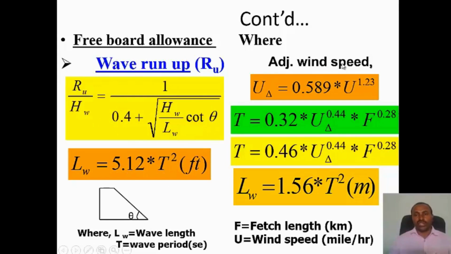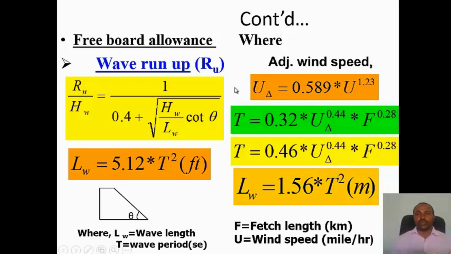But the adjusted wind speed must be calculated first, because wind speed over the water surface and over the ground surface may not be the same. On the ground surface, there are so many obstacles like buildings, trees, and other structures. But over the water surface, it is clear. So we install instruments for measurement on the ground surface, around the project site.